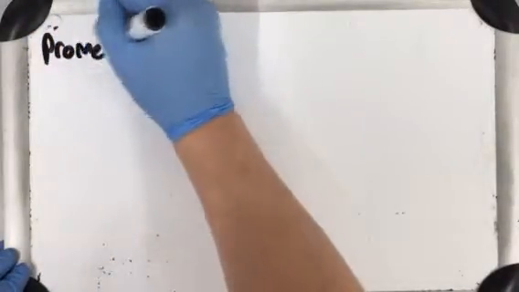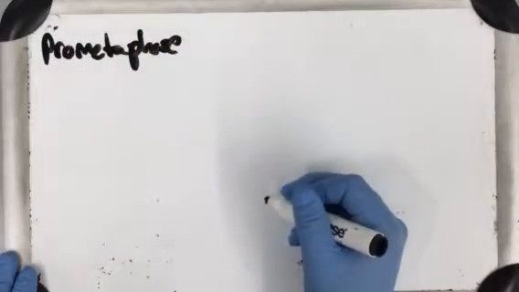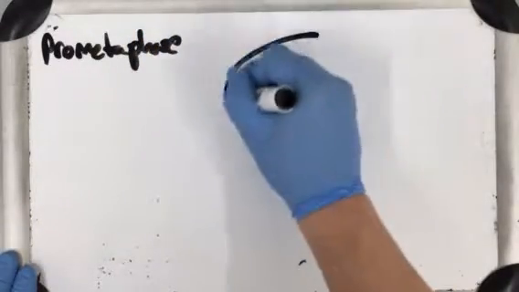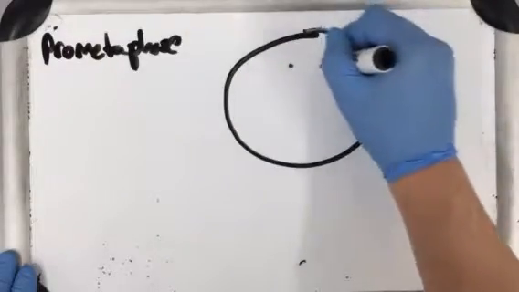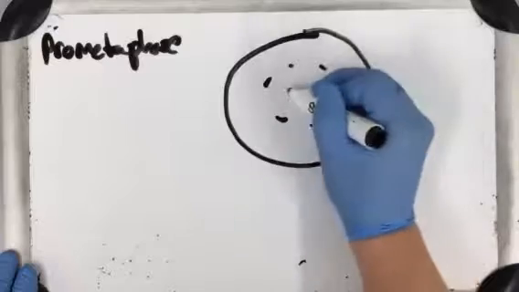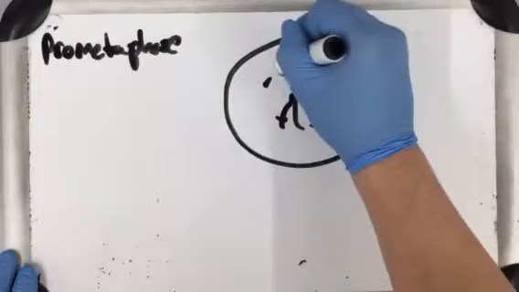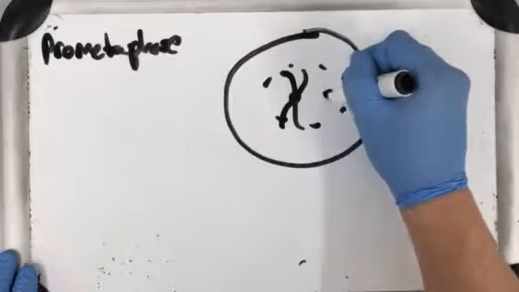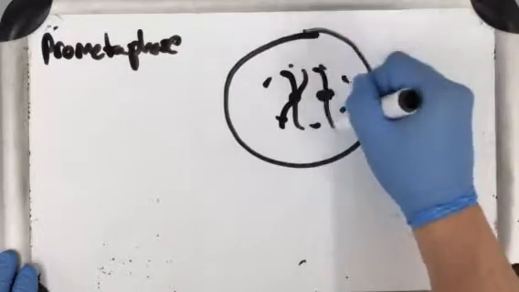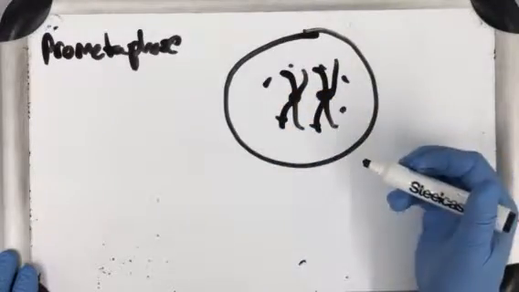So at prometaphase, this is before everything's aligned. The nuclear membrane has now fully gone away. And each of the chromosomes, remember, has their own pair. So this is 2 of the same chromosome, 2 chromatids. Those are now condensed and free.